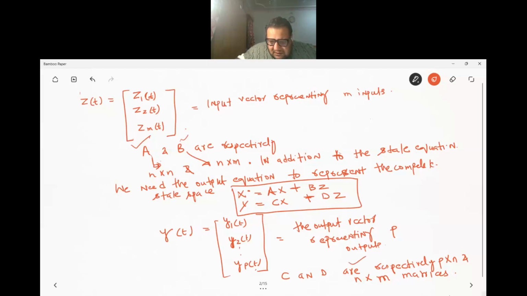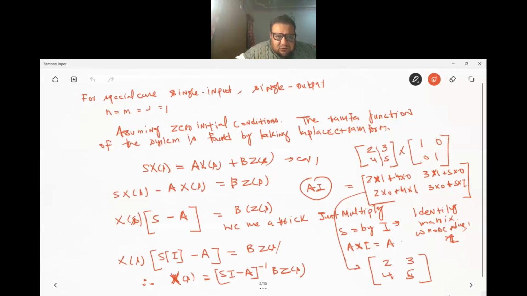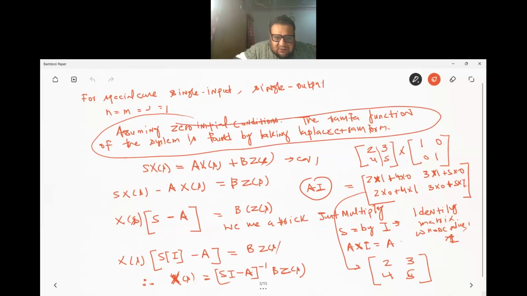So here I have just mentioned it. We'll go to the next slide and we'll see. So here I have written. We will be assuming zero initial conditions, and we will be getting the transfer function for the state vector. I already wrote this equation: x dot is equal to Ax of t plus Bz of t. What you have to do is replace this t by s. You just have to use the Laplace transform of it.